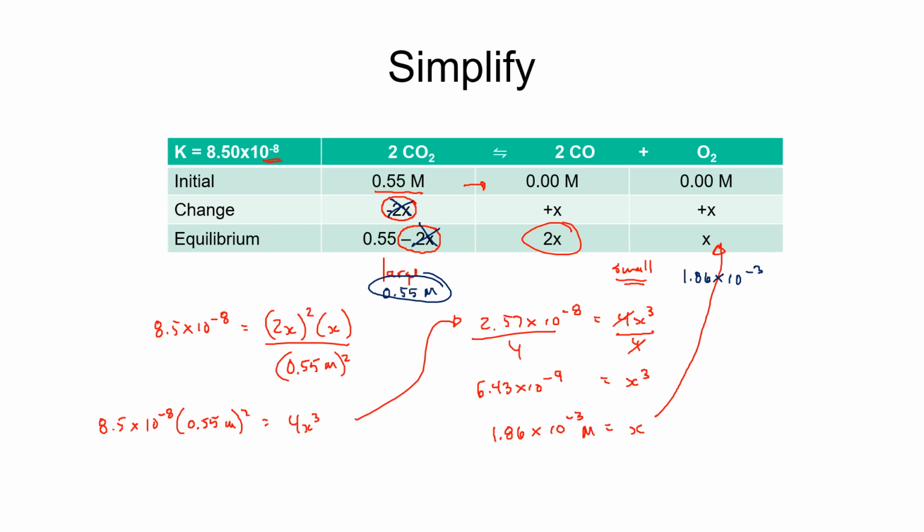I guess we're going with 2 sig figs. That'd be 1.9. And this would be 2 times that, so times 2 is 3.7 times 10 to the negative 3 for this guy. So there you go, all three concentrations all worked out.